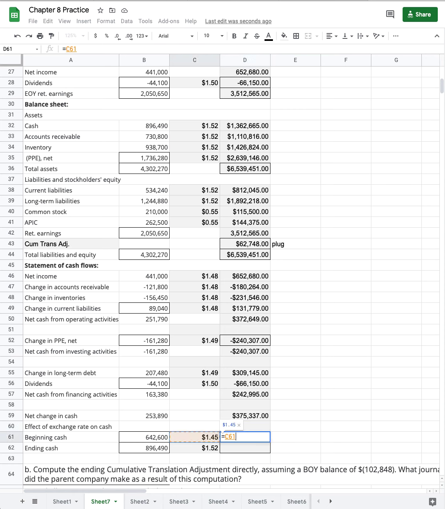And then our beginning cash and our ending cash, and we can use that to calculate the effect of the exchange rate on cash. And so our ending cash, minus the beginning and the change, excuse me, gives us $55,558 in the effect of the exchange rate on cash.